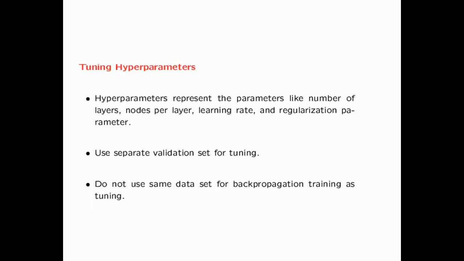A neural network will have a large number of hyperparameters. These hyperparameters can represent, for example, the number of layers, the number of nodes per layer, the learning rate, and the regularization parameter. In each case, it's very important to use a separate validation set for tuning. You never want to use the same data for backpropagation training as for tuning. As you'll see later, doing so leads to suboptimal values of the parameter because you are essentially overfitting.